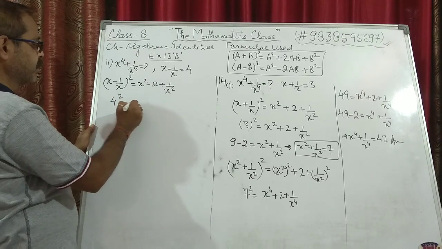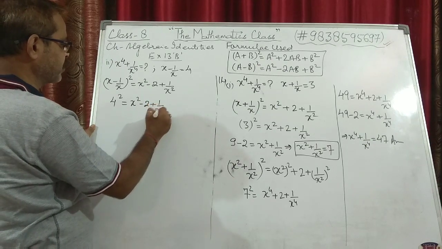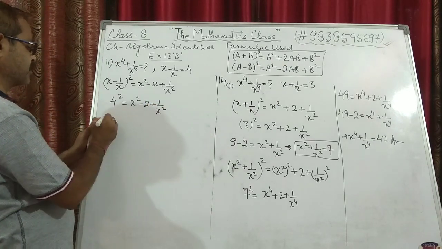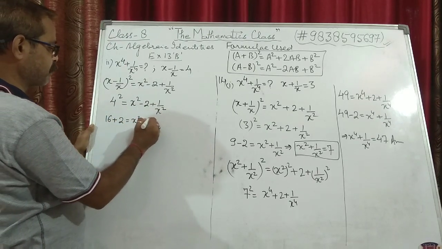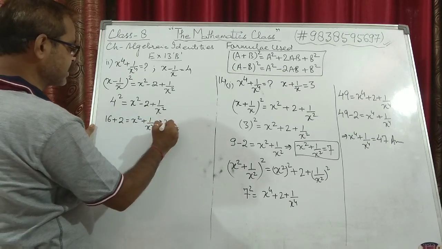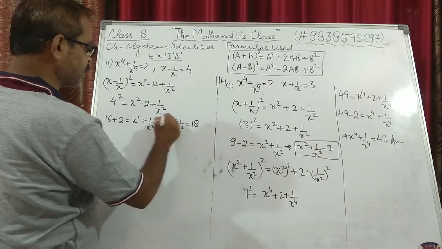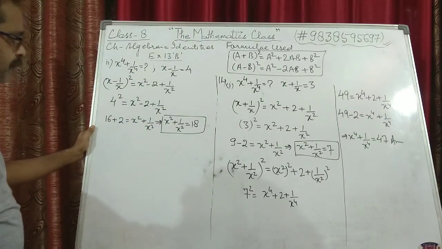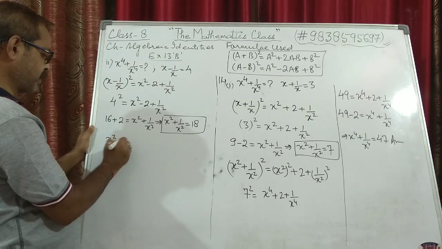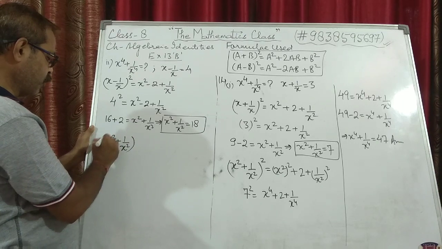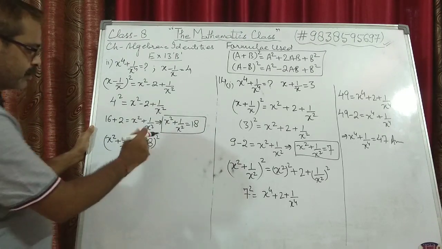So 4 square is equal to x square minus 2 plus 1 upon x square. 4 square is 16 and plus 2. This will become 16, 2 comes to this side, plus 2 is equal to x square plus 1 upon x square. It implies that x square plus 1 upon x square is equal to 18. We reached up to this step. Now if I square this again, we will get this. So let's square. It is x square plus 1 upon x square whole square, which is 18 whole square.